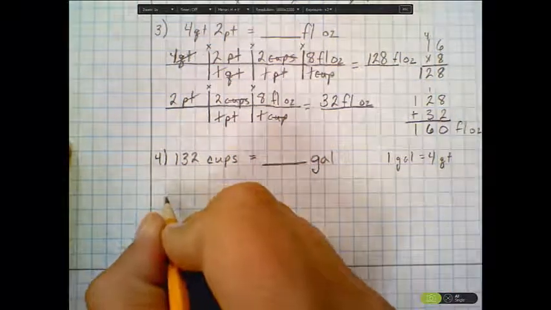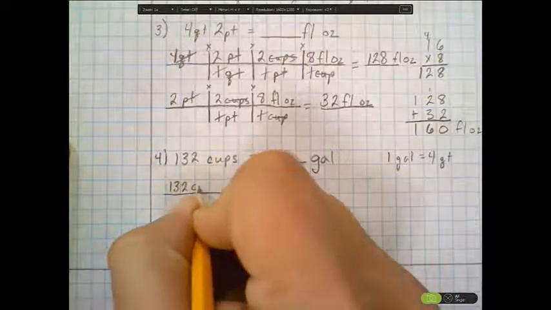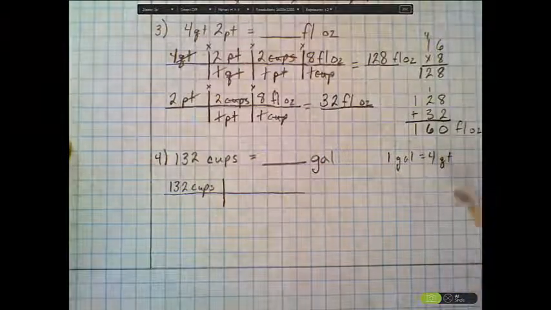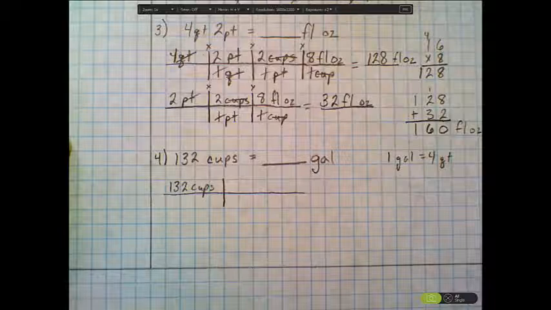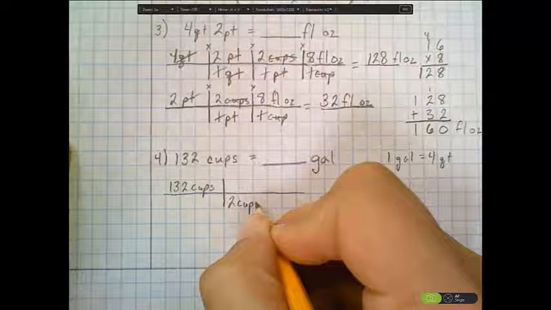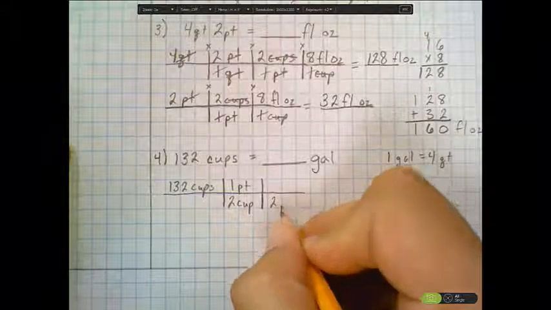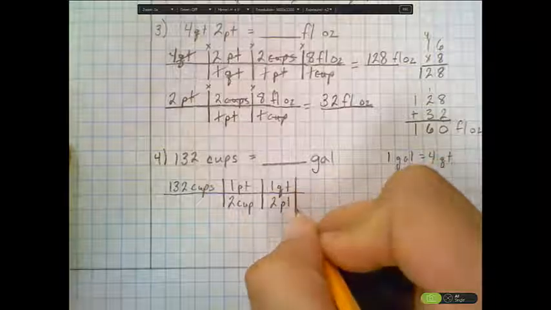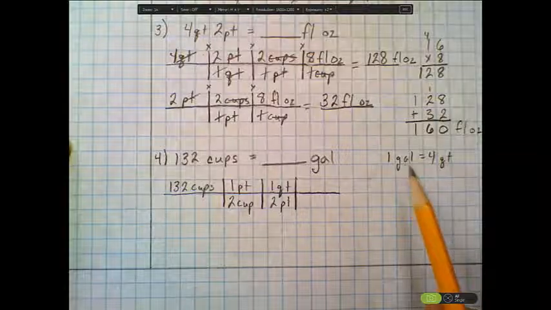So the first thing we do is we write down the problem. We have 132 cups. We don't have a conversion factor that goes from cups to gallons, so we're going to use the steps that we did before. We know that there are 2 cups and 1 pint. We know that there are 2 pints and 1 quart. And I've gone ahead and written over here that there are 4 quarts in 1 gallon.